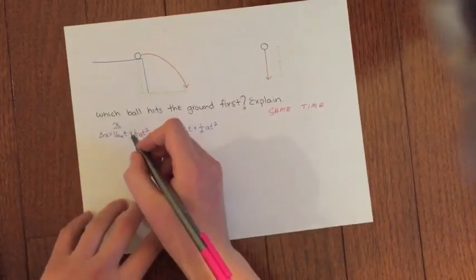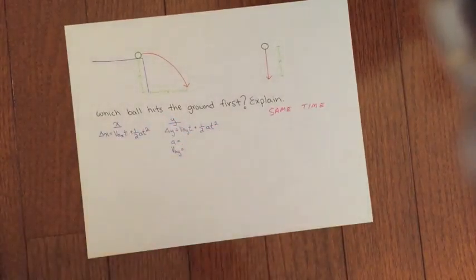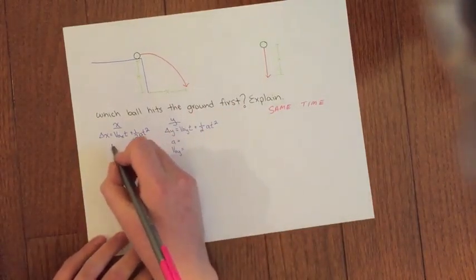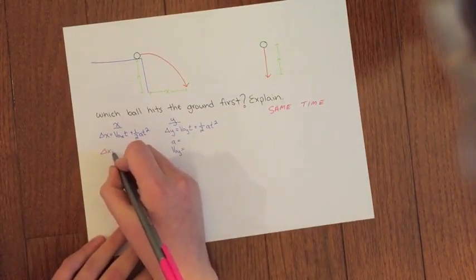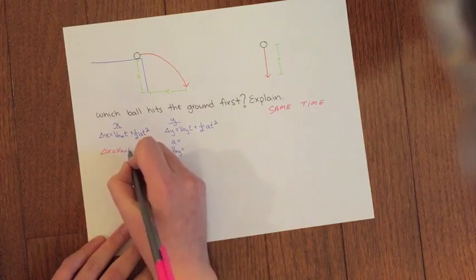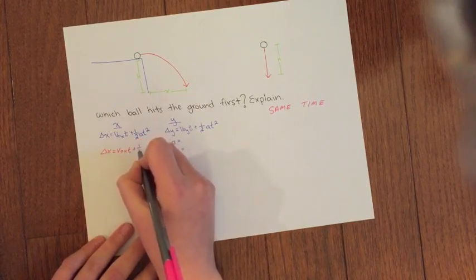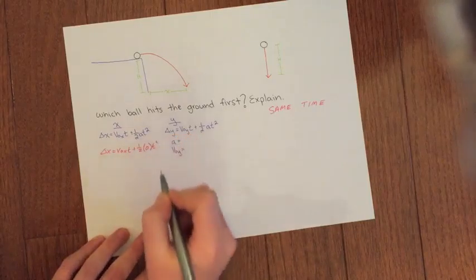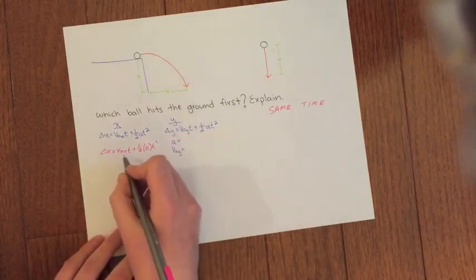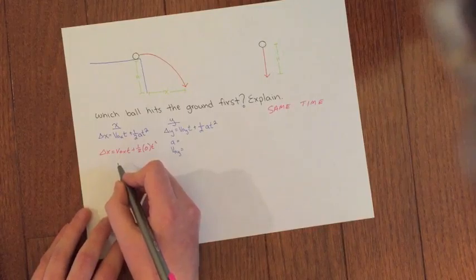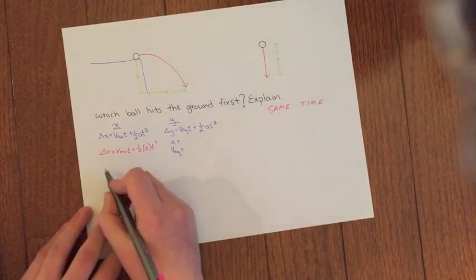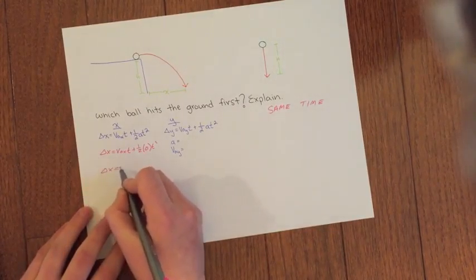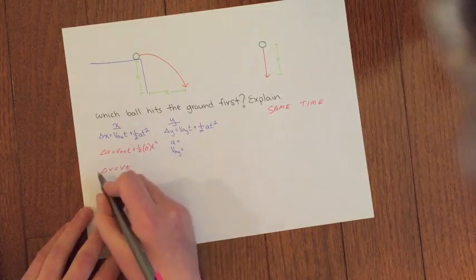In this equation, since there is no horizontal acceleration, delta x equals v_ox t plus 1/2 times 0 t squared. Now, since we already noted that the velocities are constant throughout the entire projectile, delta x equals vt.